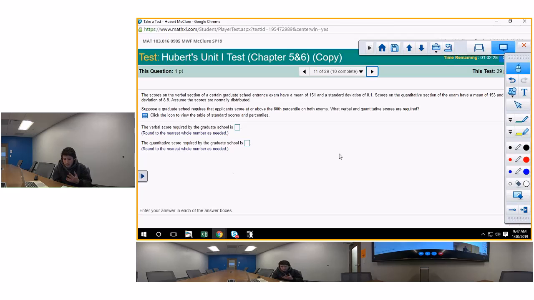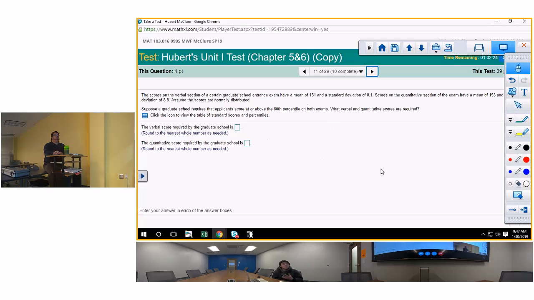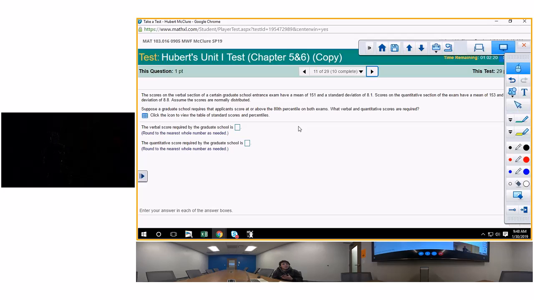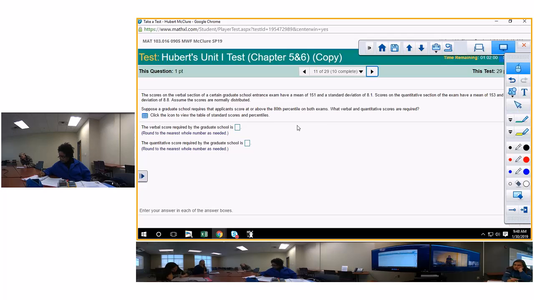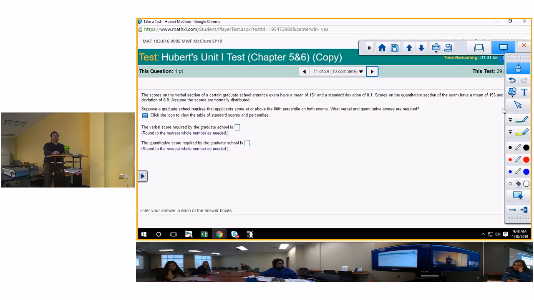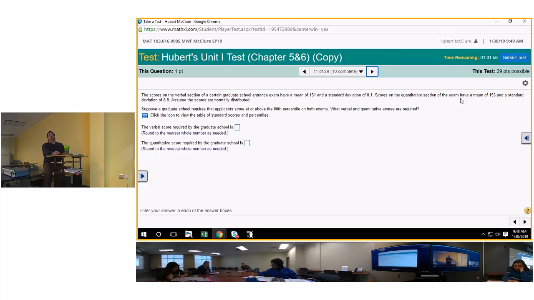Okay, this is the same type question. So we can't spend time on this question, but that's the same type question. Write it down right quick so you can use it. It's a mean of 151 and a standard deviation of 8.1. And then they give you another one of 153 and a standard deviation of 8.8.